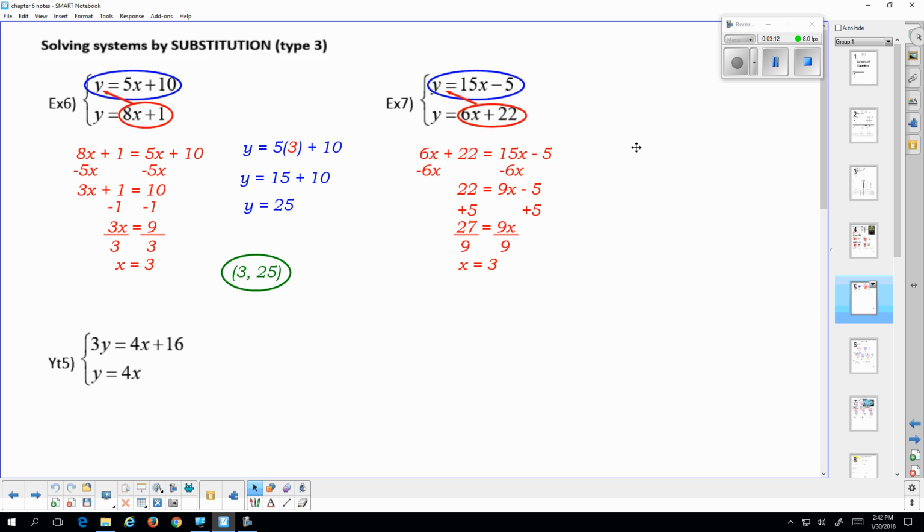It's going to be y equals 15 times 3 minus 5. And now just do the math. 15 times 3 is 45. 45 minus 5 is 40. So my final answer, x is 3, y is 40. So I have 3 comma 40. Do your turn 5, and then you are done with your homework.